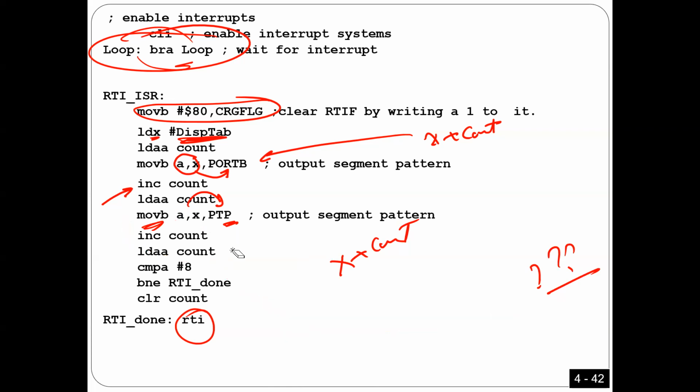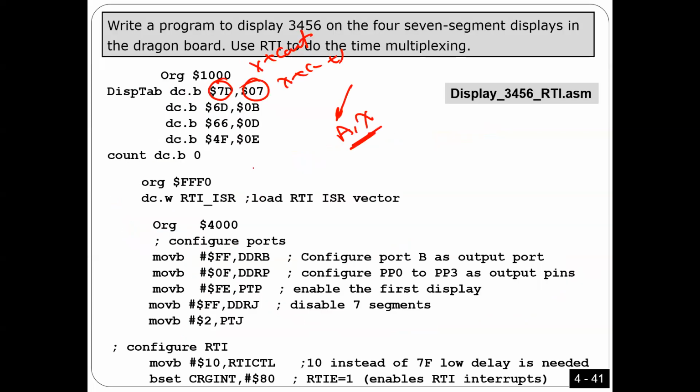Then after that, I increment count. Then I'm going to see if count is equal to 8 or not, because I told you if count equals 8, it means count is here, so I have to go back to the beginning again. Any question?